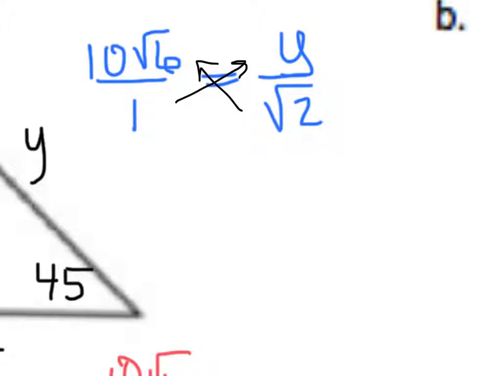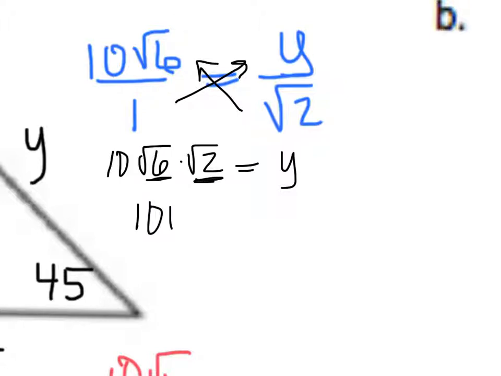When we cross multiply with the root 2 and the 10 root 6, remember you multiply your roots together. You don't multiply root and number. You've got 10 root 6 times root 2 equals 1 times y, which is just y. Okay, you can multiply the roots together and say 10 root 12 equals y. The last thing that you got to do is simplify the radical.